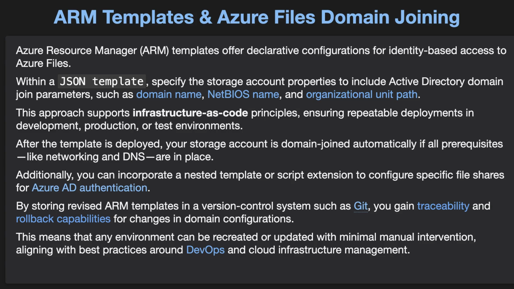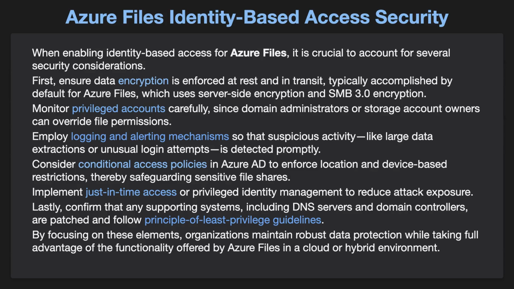When enabling identity-based access for Azure Files, it is crucial to account for several security considerations. First, ensure data encryption is enforced at rest and in transit, typically accomplished by default for Azure Files, which uses server-side encryption and SMB 3.0 encryption. Monitor privileged accounts carefully, since domain administrators or storage account owners can override file permissions. Employ logging and alerting mechanisms so that suspicious activity, like large data extractions or unusual login attempts, is detected promptly.